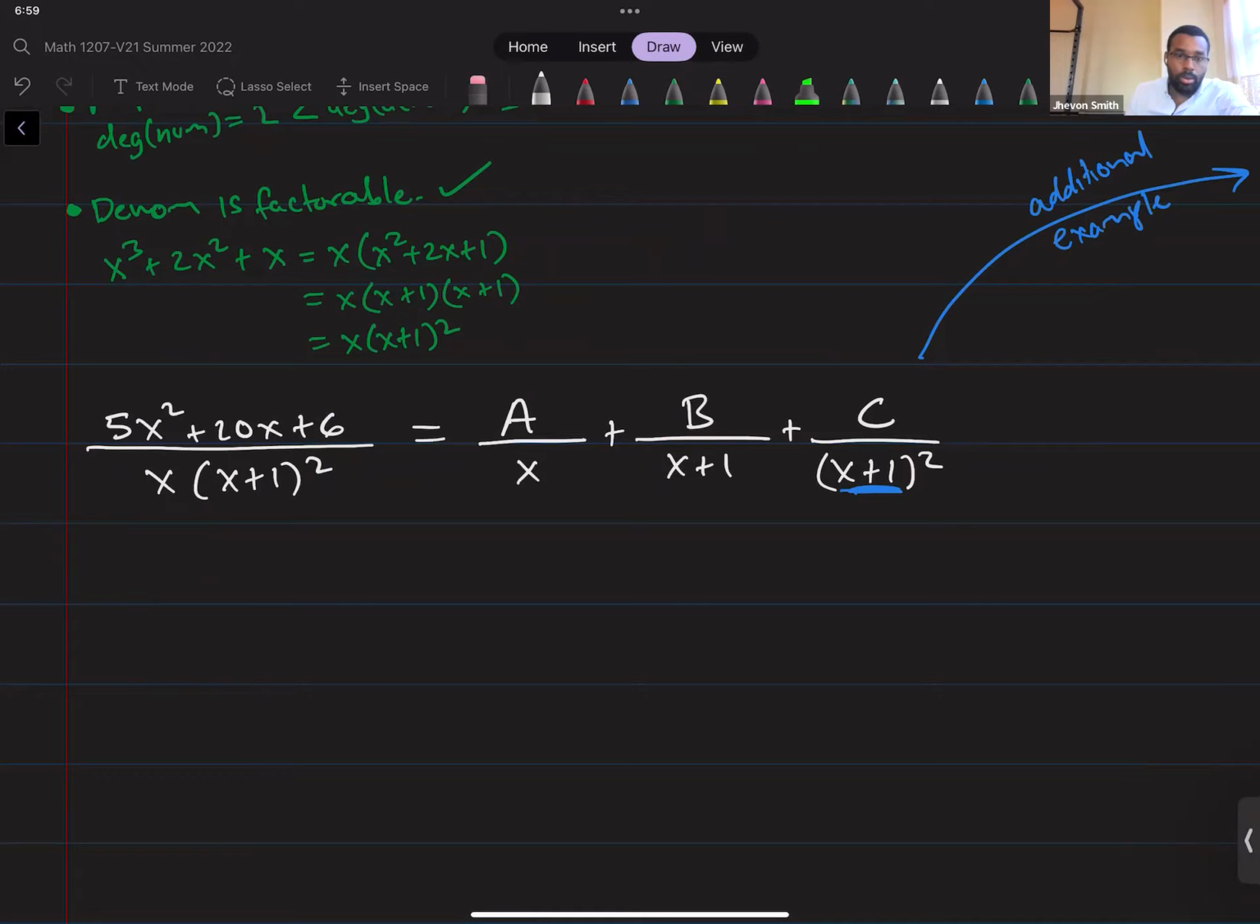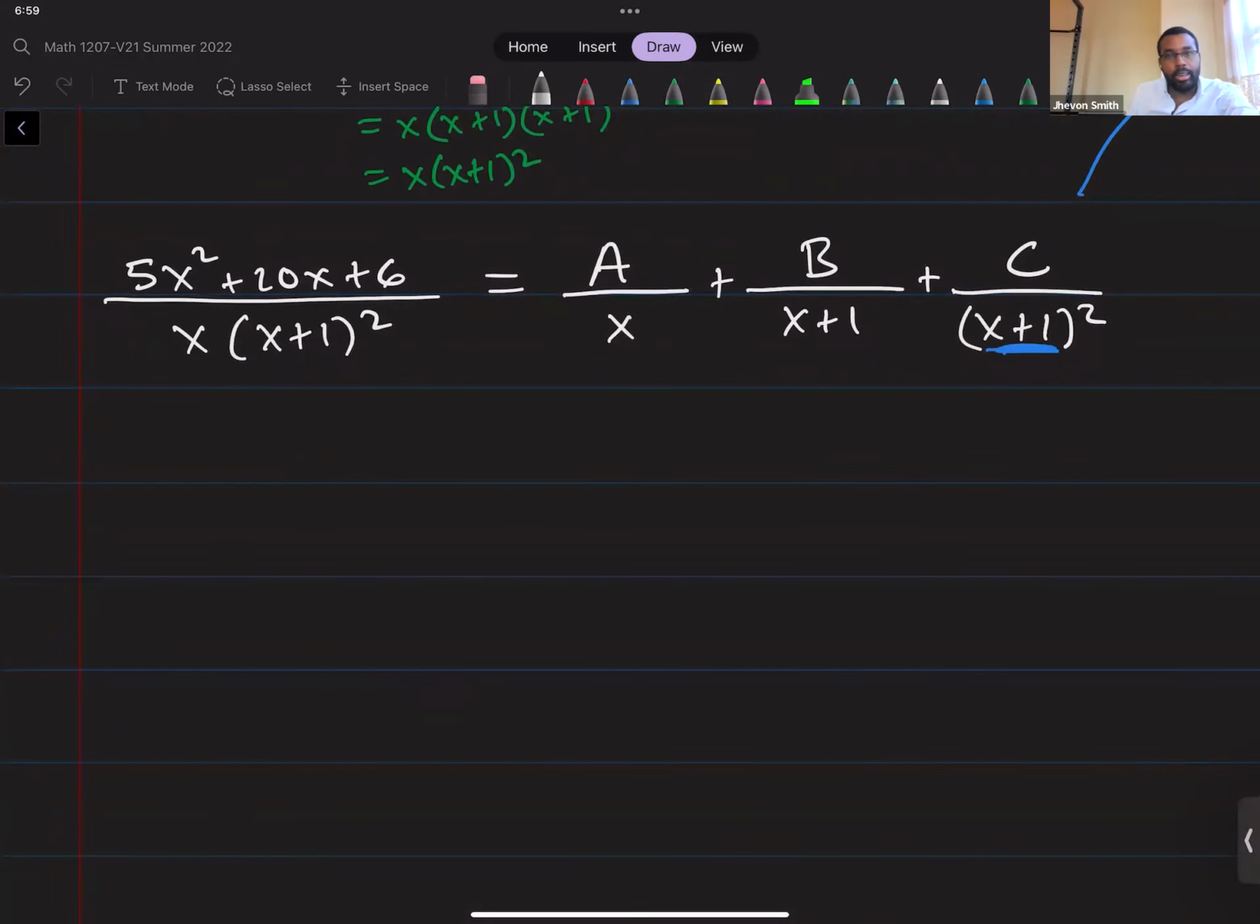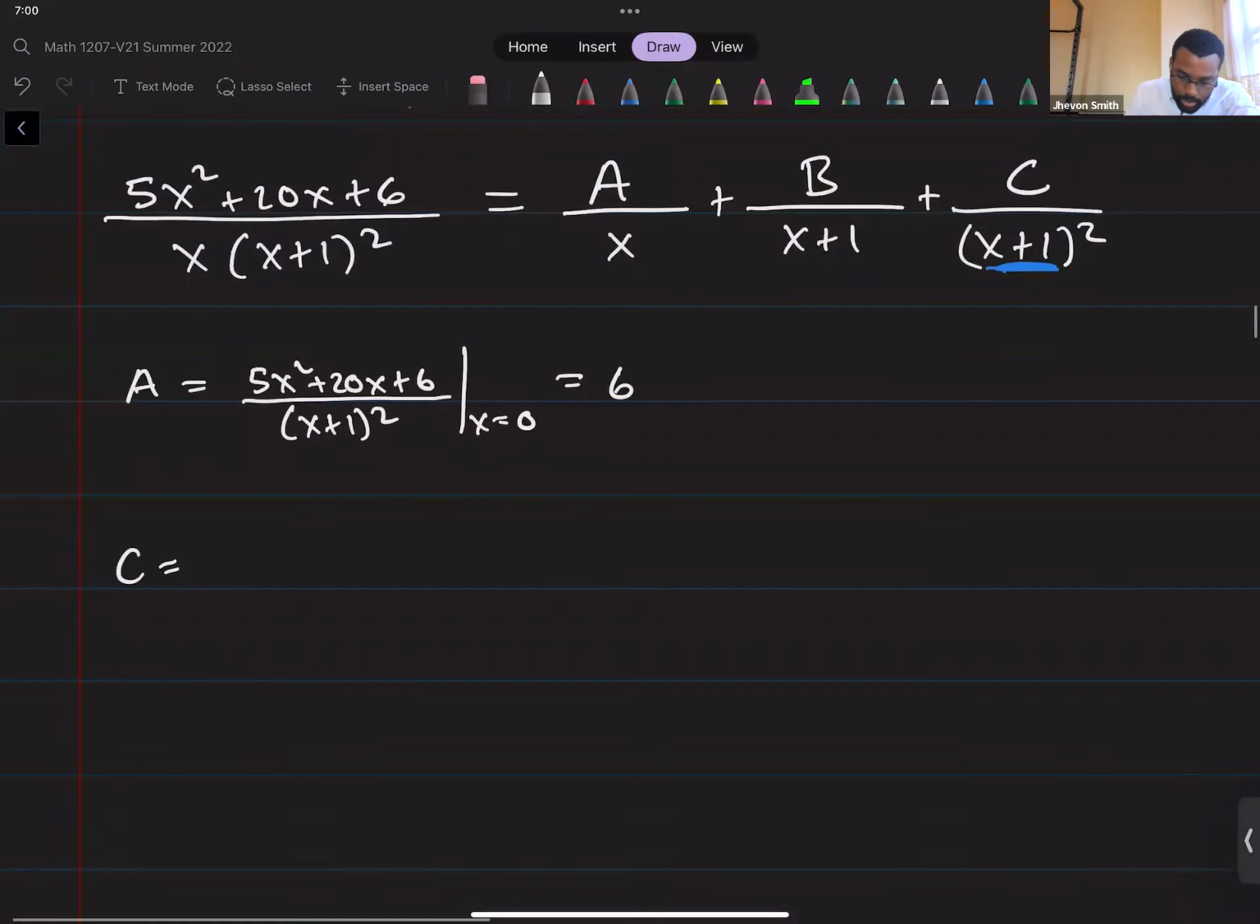Okay, so now the question is, how do we go about finding the A, B, and C? Well, I can use the cover-up method for the A. The cover-up method basically means I ignore the denominator of the A and then plug in x equals 0, which would make the denominator of A equal 0. So that's just going to be 6. That's your A. For C, I look at this guy.